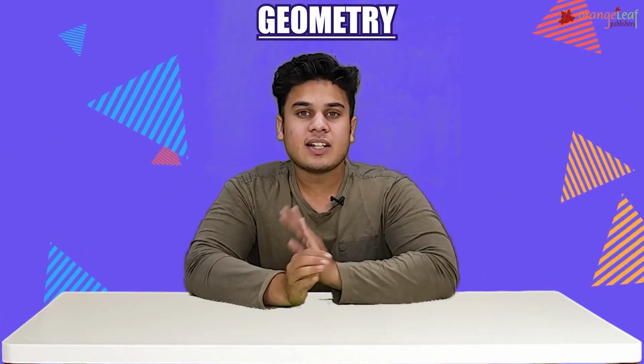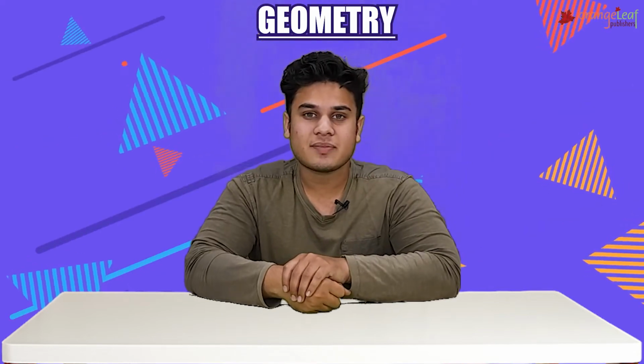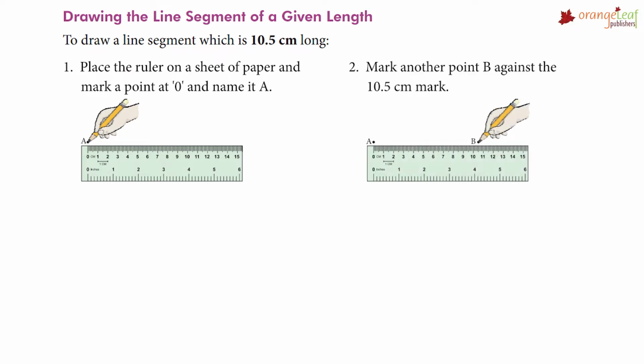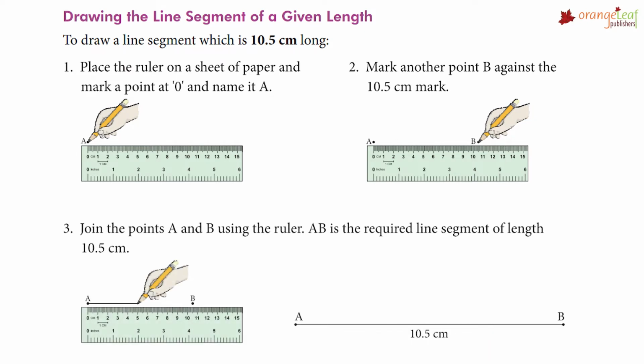Drawing a line segment of a given length. Now let's learn how to draw a line segment of length 10.5 centimeters. First step is to place the ruler on a sheet of paper and mark point 0 and name it A. Mark another point B against the 10.5 centimeter mark. Join the 2 points A and B using the ruler. AB is the required line segment of length 10.5 centimeters.